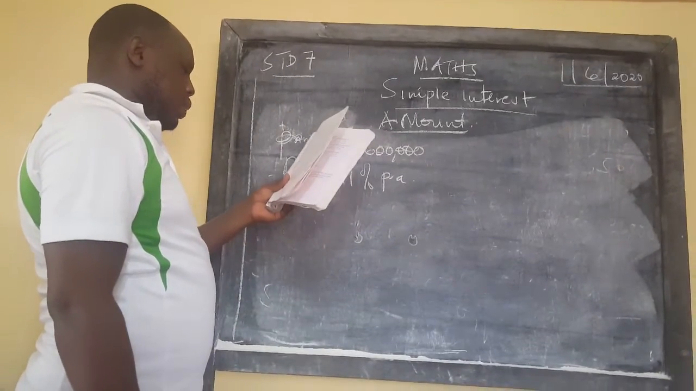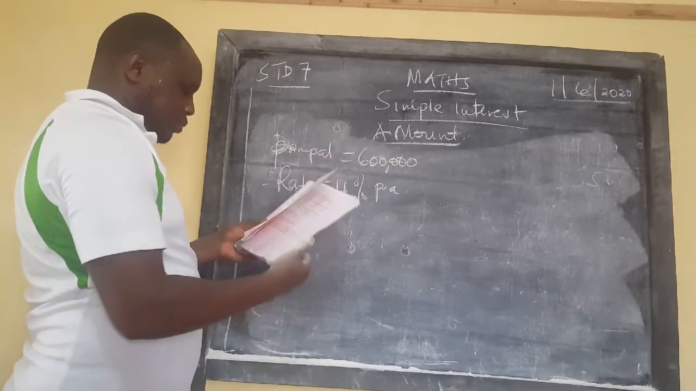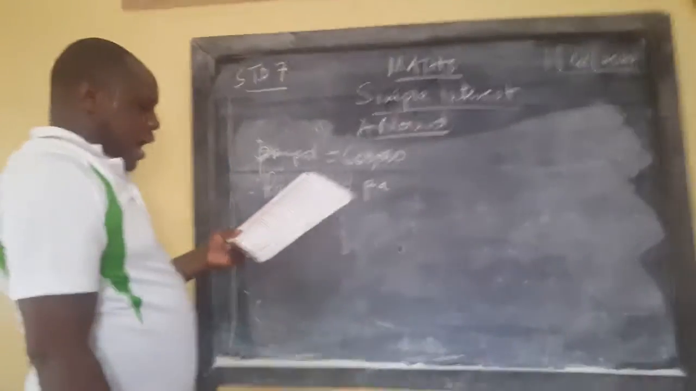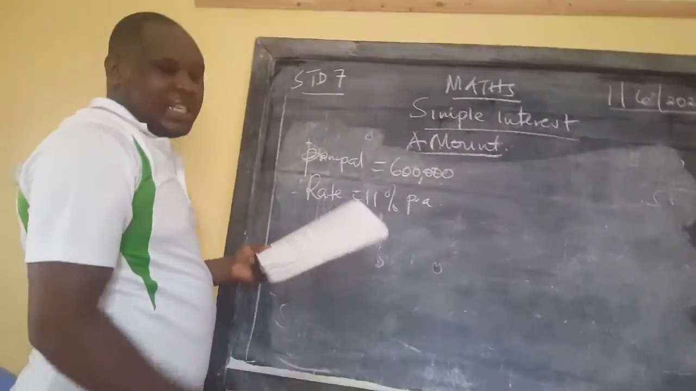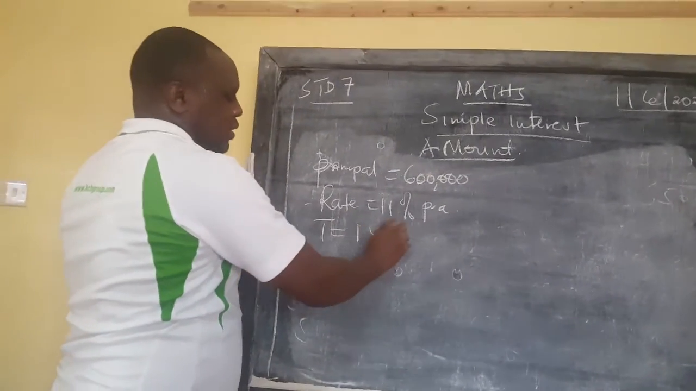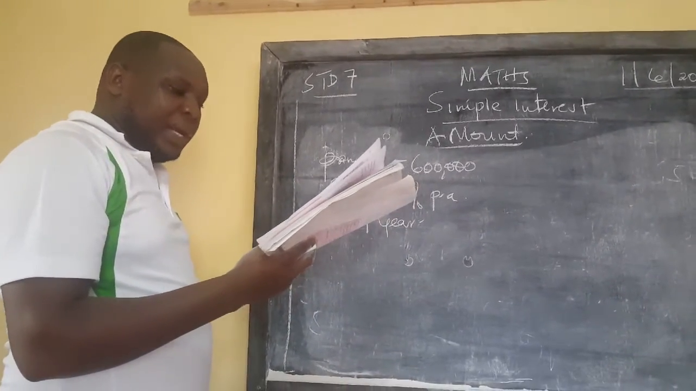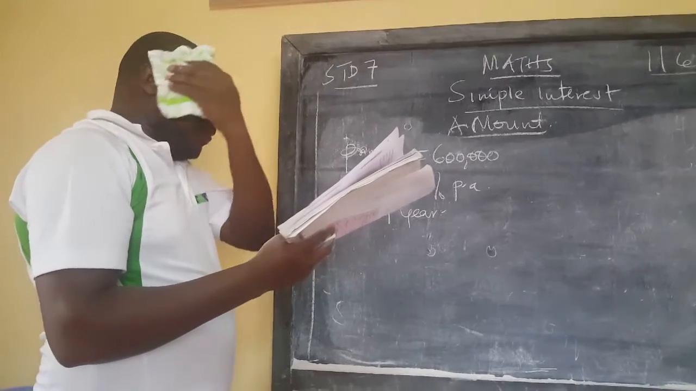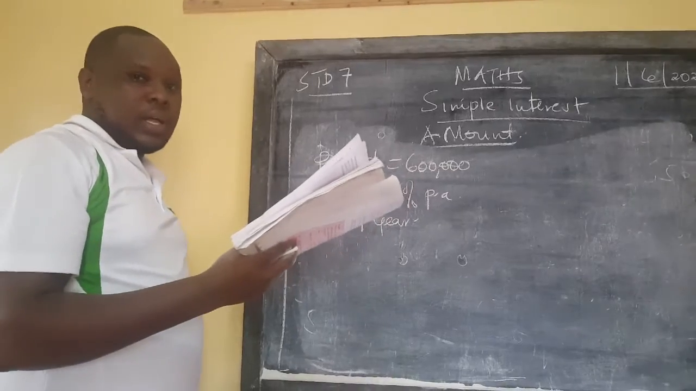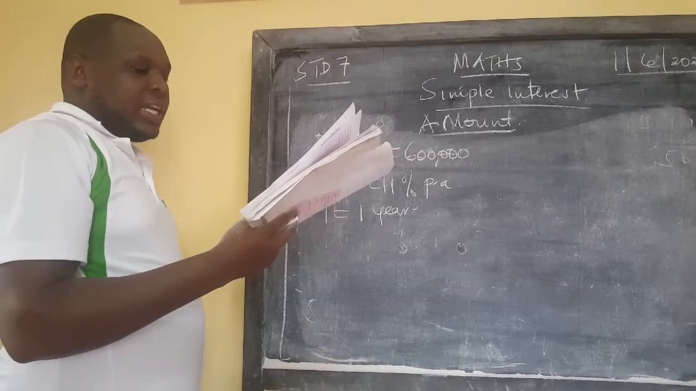Then we continue. The company withdrew the interest earned at the end of every year. How much was withdrawn at the end of the first year? So that time is just 1 year. After every year they withdrew the interest only, not the interest plus the principal, which is the amount, only the interest. So how much was withdrawn at the end of the first year?